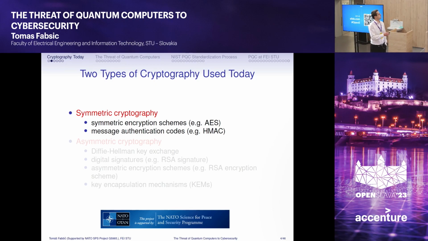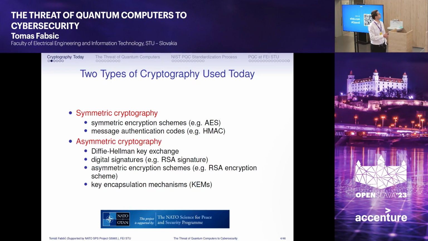And to overcome this drawback, we also have asymmetric cryptography, which we use, for instance, to establish the secret key, usually by Diffie-Hellman key exchange. By Diffie-Hellman key exchange, we establish a secret key, which we later use in AES. But we also use asymmetric cryptography for digital signatures, like RSA signatures, also we have the asymmetric encryption scheme RSA encryption, and we also have key encapsulation mechanisms, KEMs, which are another way how users can exchange a secret key, which they can later use for symmetric encryption.